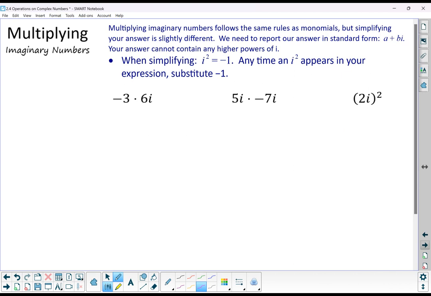Okay. We're going to switch to multiplying now. When we multiply imaginary numbers or complex numbers, it follows the same rules as monomials, but simplifying your answer is slightly different. We need to report our answer as a complex number in standard form. This is a closed number system, so if we multiply two complex numbers, we will get an answer that is a complex number, but we need to make sure we report our answer in standard form. Your answer can't have any powers of i higher than just an i with a power of 1. For example, you won't have a final answer that has an i squared in it.